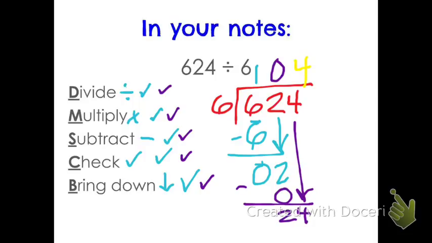So I write down my 4, which was with division. Now I multiply 6 times whatever number I just wrote down, which was 4. And I get 24. 24 minus 24 would give me 0. So again, I end up with a remainder of 0. So it would be 104, remainder 0.